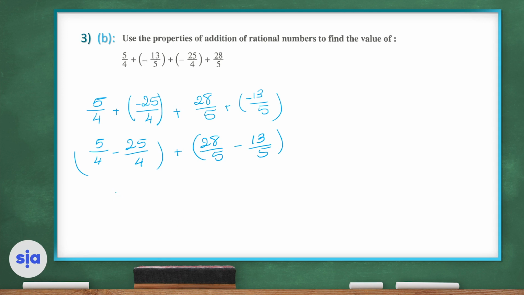So in this one, this will be minus 20 over 4 plus 15 over 5. If you simplify, the negative 20 over 4 is negative 5 plus the 15 over 5 is 3. So the result is negative 2.